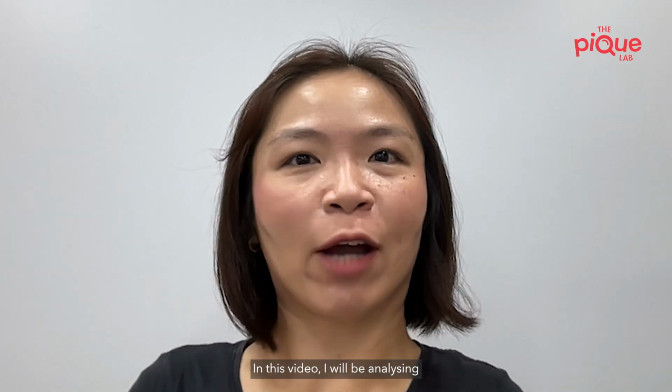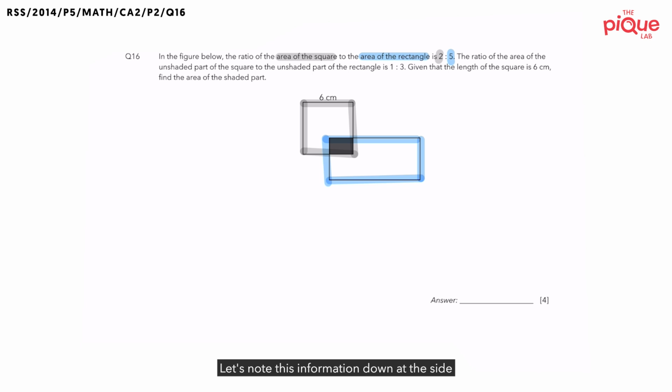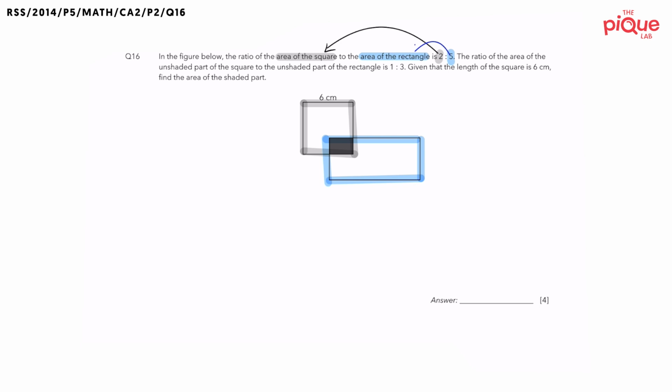In this video, I will be analysing a past year examination question on the topic of ratio. So, let's get started. Question 16. In the figure below, the ratio of the area of the square to the area of the rectangle is 2 to 5. Let's note this information down at the side, where the area of the square is 2 units and the area of the rectangle is 5 units.